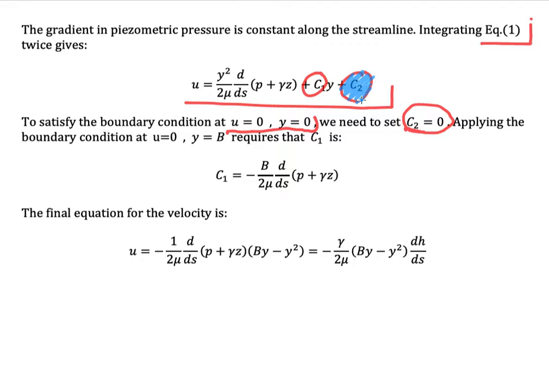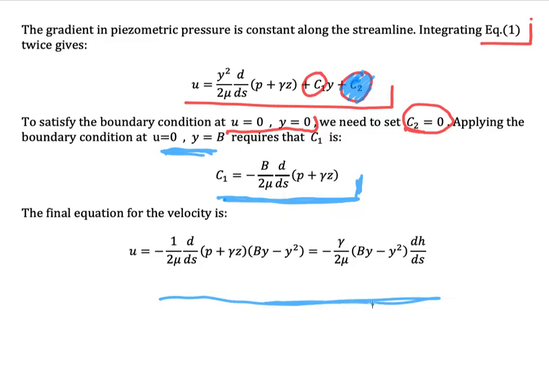So it means that we could neglect the existence of C2 from this point. Every time you want to use the general equation, it is okay for you to neglect the value of C2. And then if we apply the second boundary condition, which is u equal to 0 at y equal to b, we could calculate the value of C1 as this one. And then the final equation for the velocity can be written as this one. This is after you substitute the value of C1.